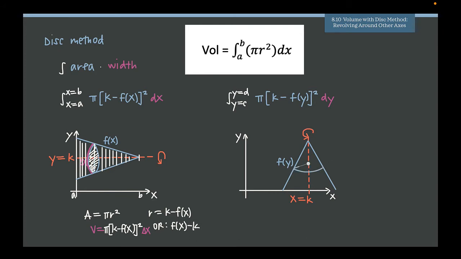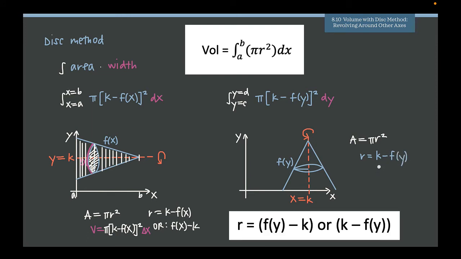It's going to be a disk that is perpendicular to the axis of rotation, so perpendicular to the line x equals k, or parallel to the x-axis. We know that's a circle, and of course the area of a circle is pi r squared, so all we have to worry about is the radius, and that radius is simply the distance between the axis of rotation and the edge of the circle. That's our radius. So the radius becomes k, the axis of rotation, minus f of y.